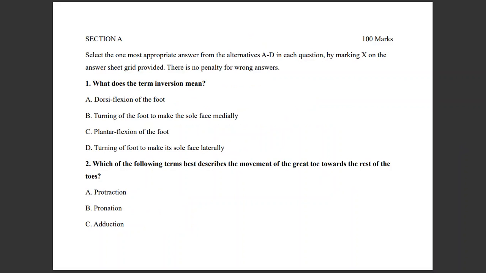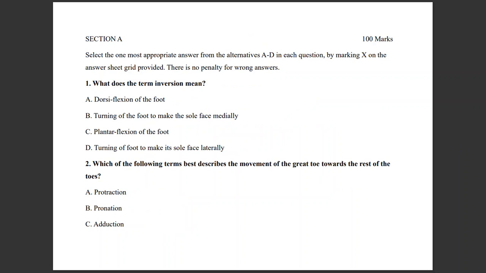What does the term inversion mean? Now, inversion means you move your foot such that the sole of your foot, which is the bottom of your foot, faces medially. So the answer is B here. While if the sole of your foot faces laterally, that is going to be eversion.